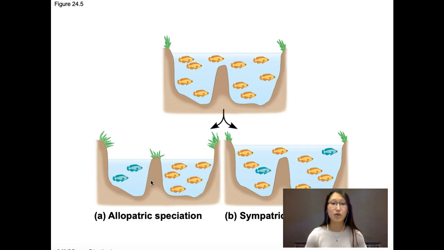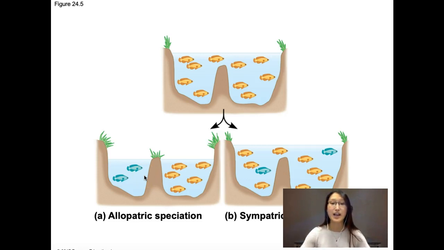And without gene flow, there could be natural selection and mutations and genetic drift that happen to each population on its own. And the accumulation of those changes may or may not allow the two populations to become two different species. And if they do become two different species, we'll call it allopatric speciation.